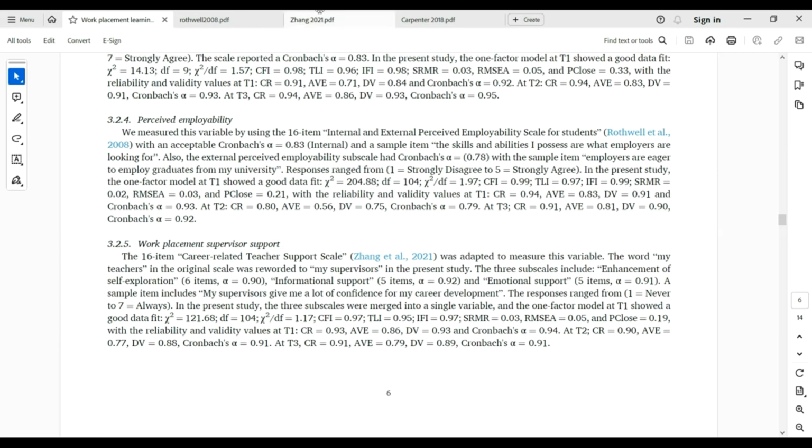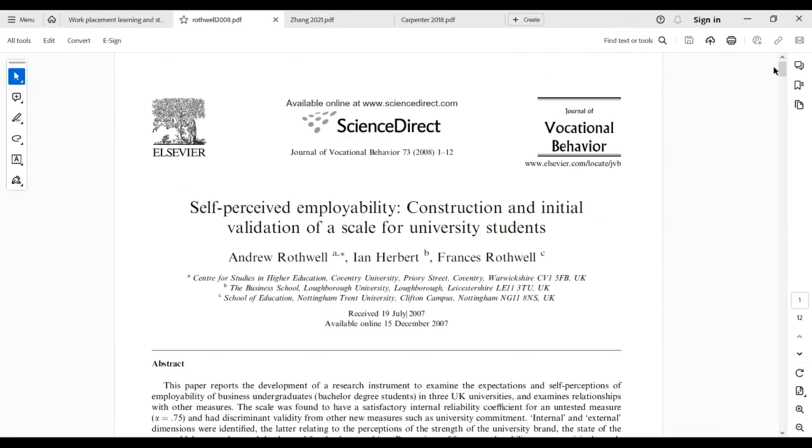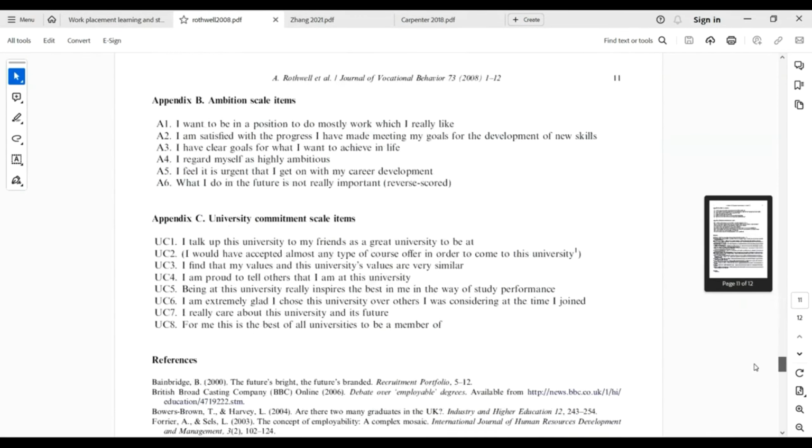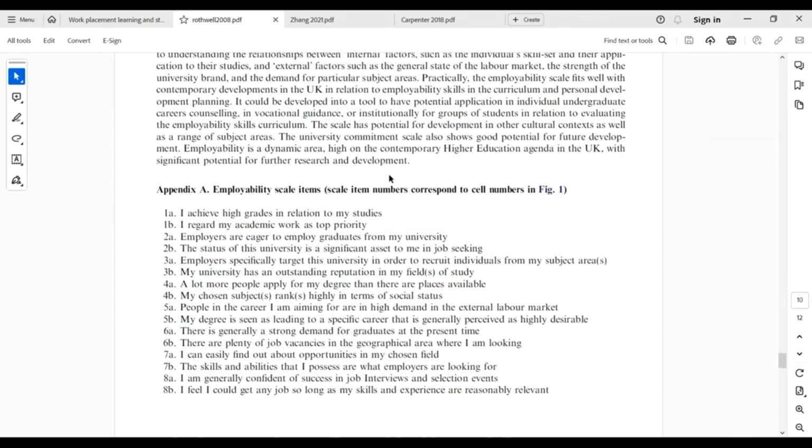Okay, so let me take you to Rothwell, and let me take you to the measurement scales where it was listed. Okay, so look at that.